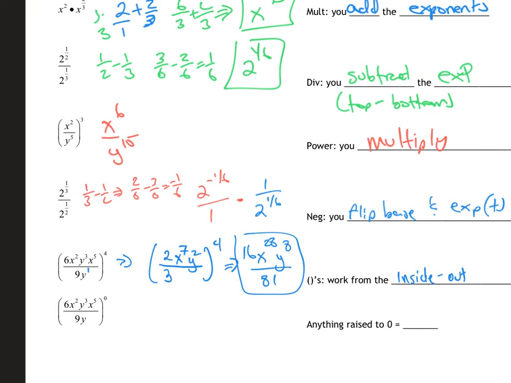The last one's kind of easy. Anything raised to the 0 power is always 1. So you can keep that nice and simple for you.